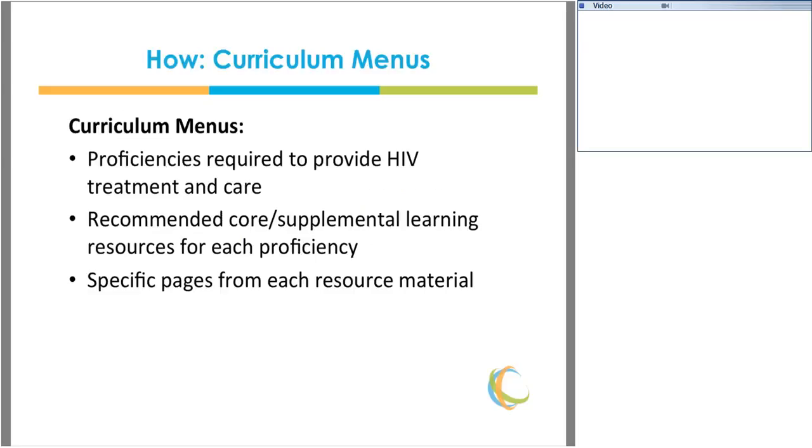Next, we have the curriculum menus. Now, this is really the meat of the training package. It's the foundation of the training package, and it has proficiencies required to provide HIV care and treatment, recommended core learning resources for each proficiency, as well as supplemental resources, and we've identified the specific page from each resource material that is applicable to each proficiency, so you don't have to search around. The next several slides provide more detail on the curriculum menus.